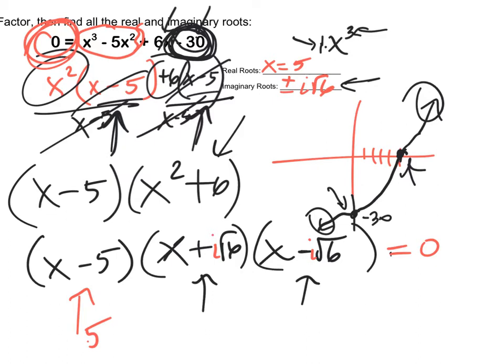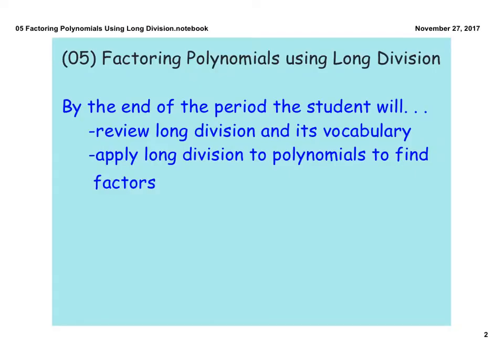So what else do you need to know? What else could you know? Well, there's a way to factor things with 5 terms. What we just did there, that's factoring it if it has 4 terms. There's a way to do it if there's 5 terms. And that last way is what I'm teaching you today, and that is called long division of polynomials.